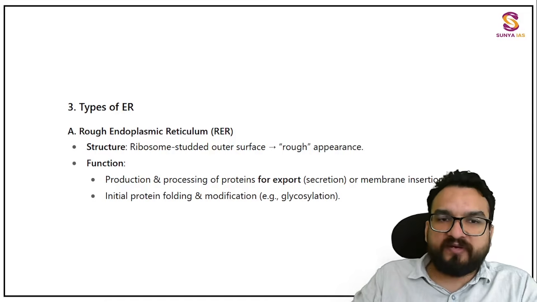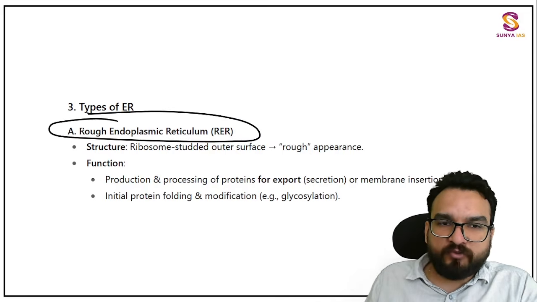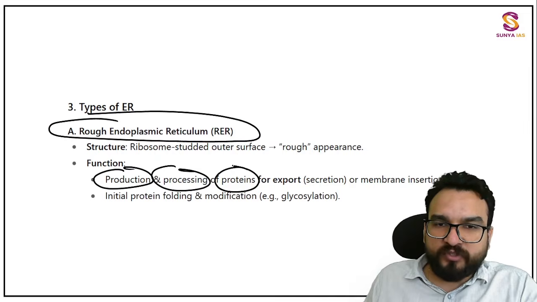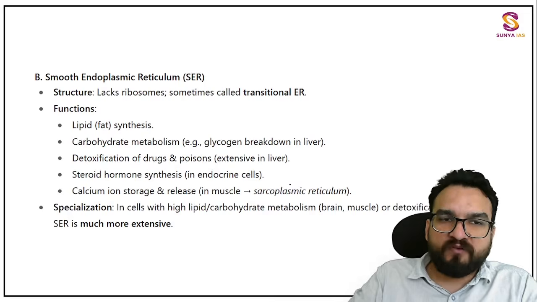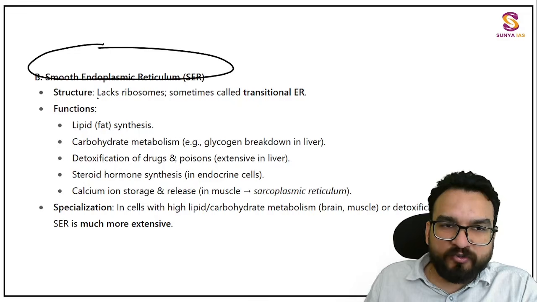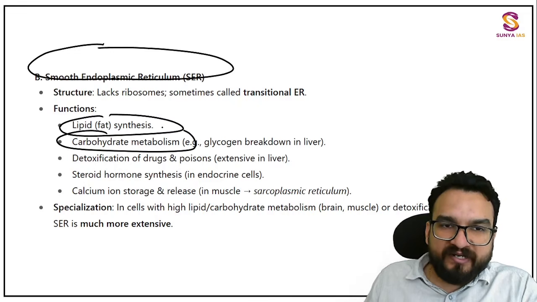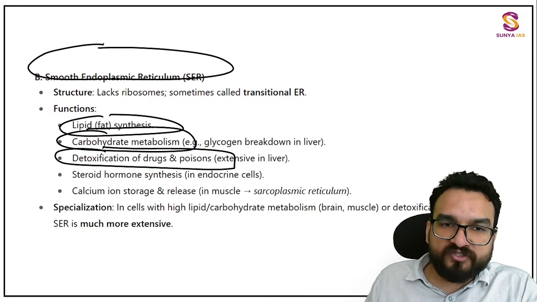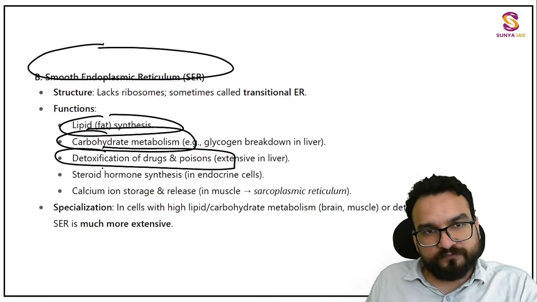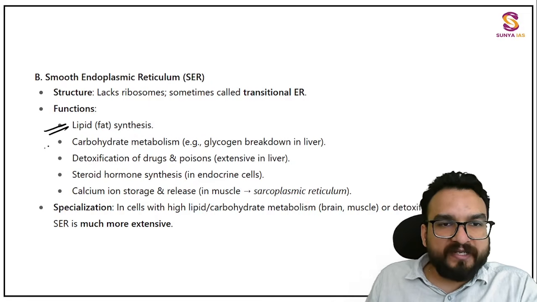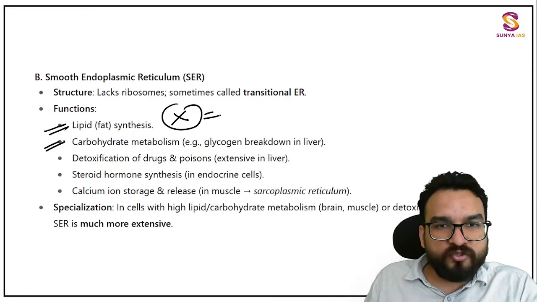So over here you will be finding that on rough endoplasmic reticulum, production and processing of proteins for export is happening. Whereas on smooth endoplasmic reticulum, lipid synthesis, carbohydrate metabolism, and detoxification of drugs and poisons happen. Right? Again you see this, lipid and carbohydrate, not protein. Protein is not over here.